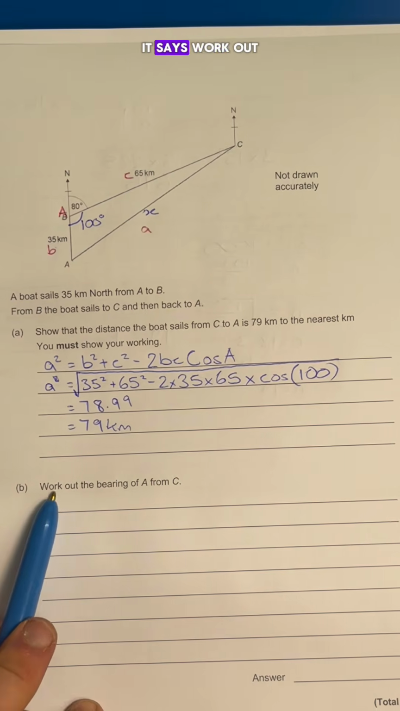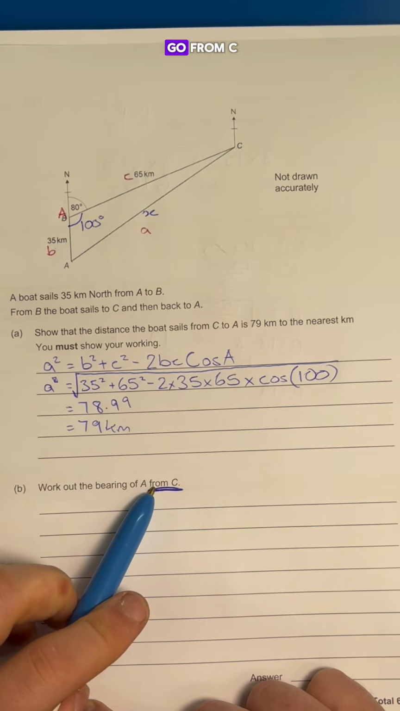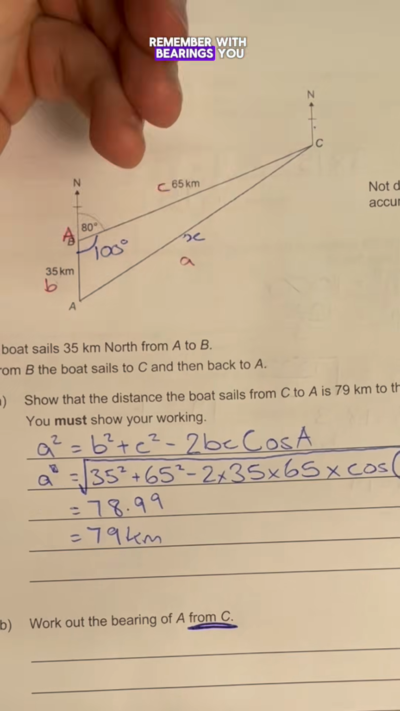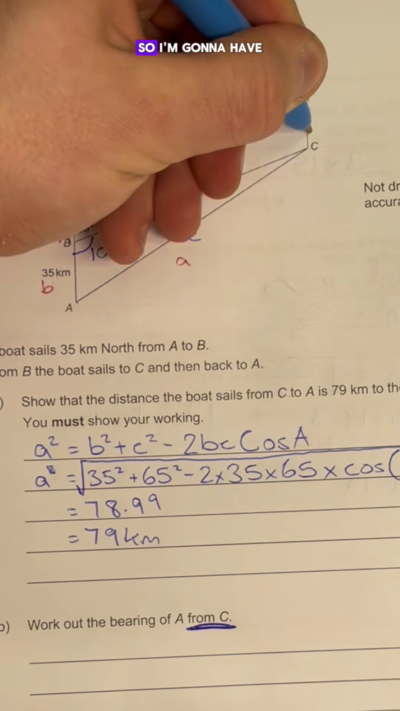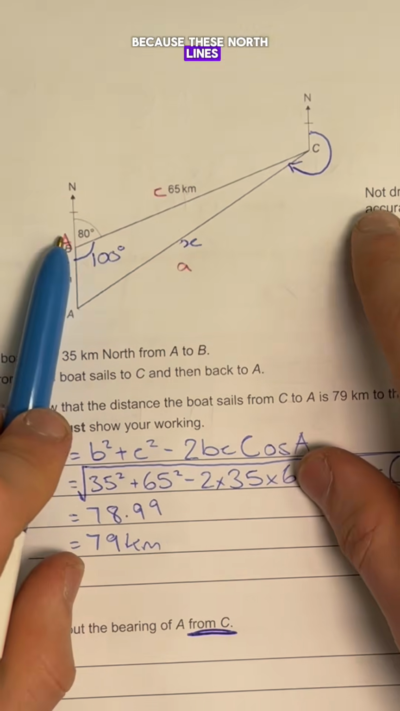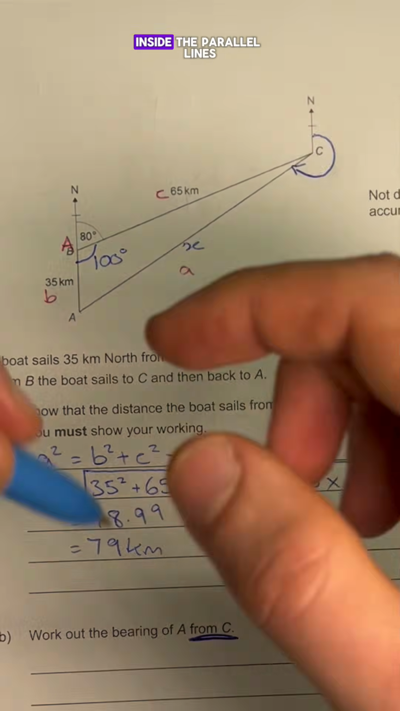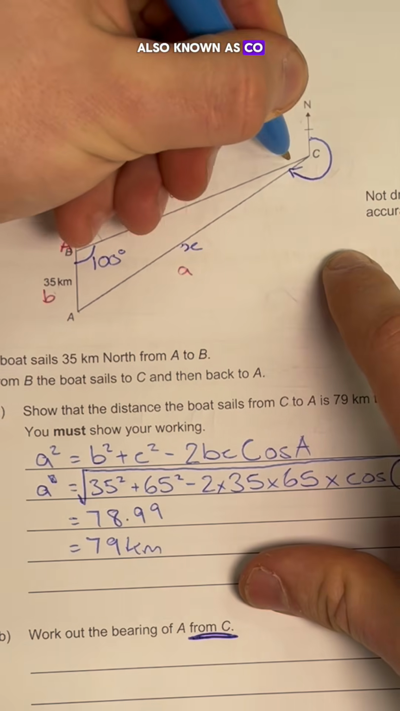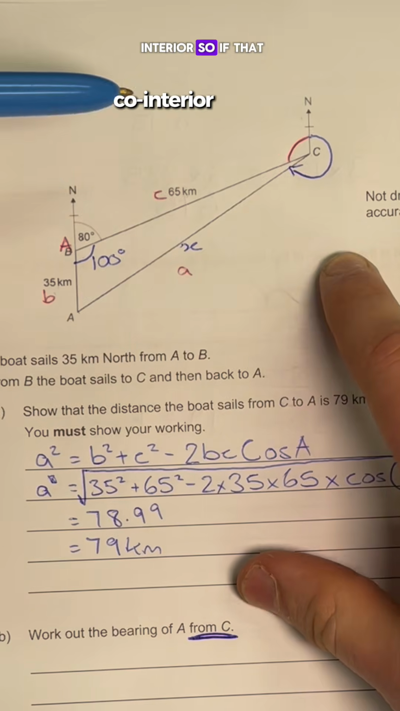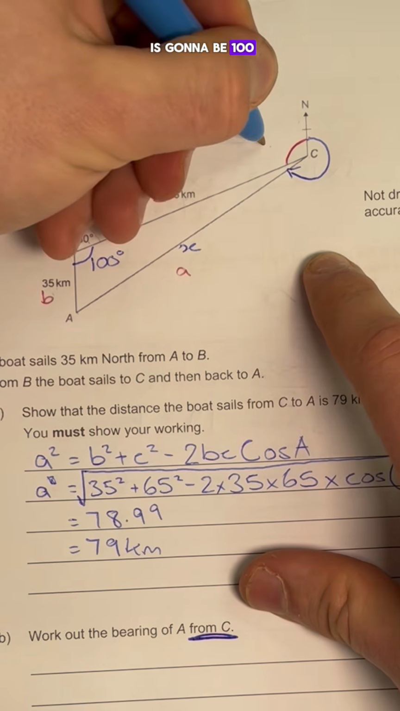The next question, it says work out the bearing of A from C. So we have to go from C. Remember with bearings, you have to go clockwise. So I'm going to have to do this angle here to there. Because these north lines are parallel, that means I've got two angles here inside the parallel lines, also known as co-interior. So if that one is 80, I know this one is going to be 100.